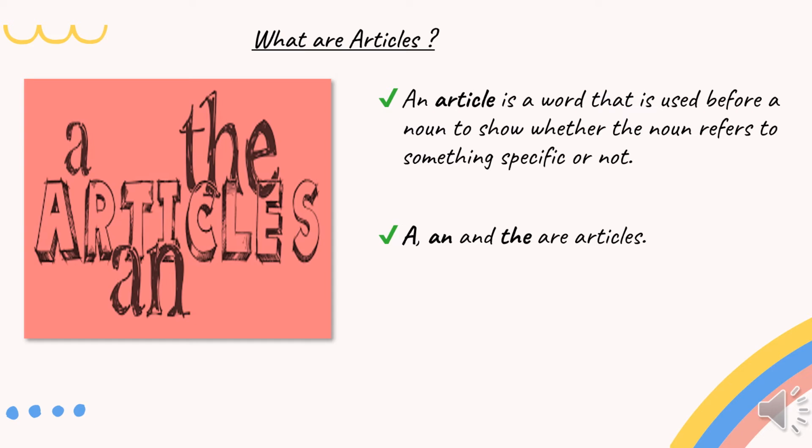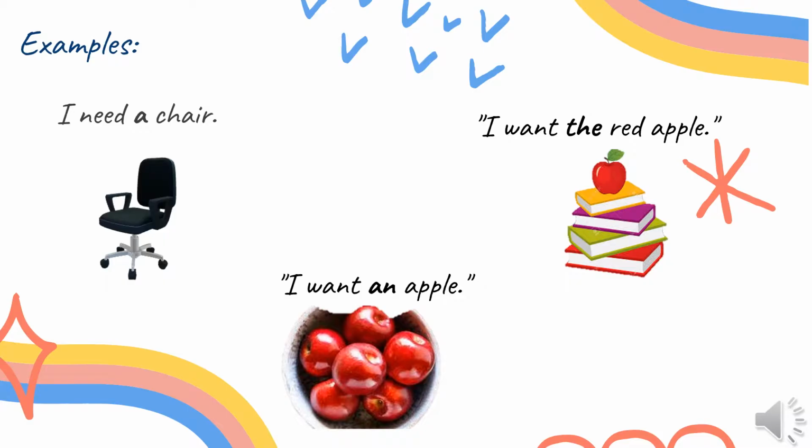What are articles? An article is a word that is used before a noun to show whether the noun refers to something specific or not. A, an, and the are articles.